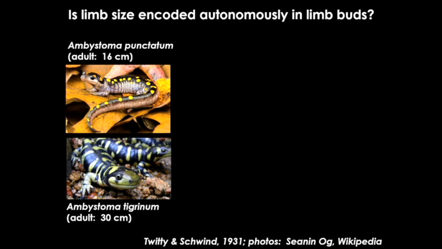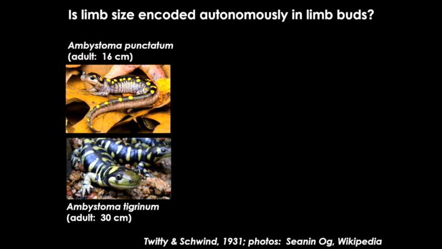Some clues have been gleaned from this really beautiful old experiment in which there are two different size species of salamander. Some modern pictures are shown here. This one is about twice as large as the top one. Just like in many embryological experiments, like quail-chicken chimeras, you can do these cut and paste experiments with salamanders, and they take grafts really well.